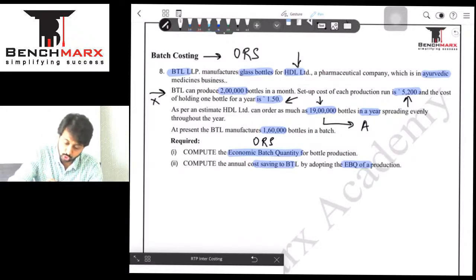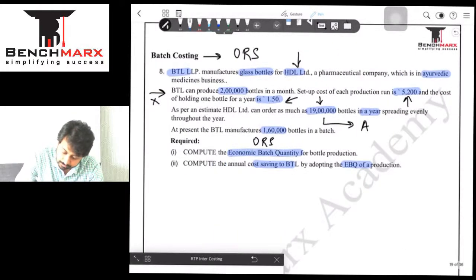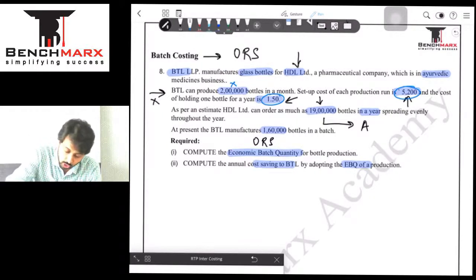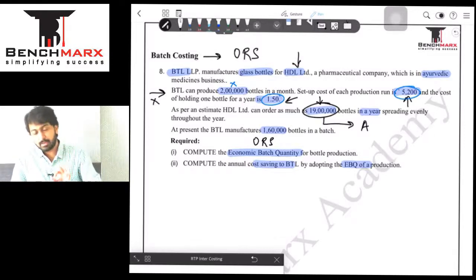That is annual. So 2A into CA. CA was 5.2, which I have already discussed. CI is 1.5, given to us directly here. CI is this, CA is this, and this is not my A. This is simply my production. Annual demand is always this, 19 lakh. 2 lakh is simply my production capacity. 2 lakh into 12 is annual production capacity. I need annual demand, so 19 lakh is annual demand.